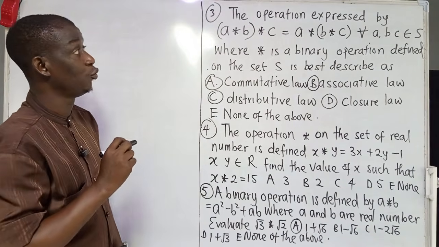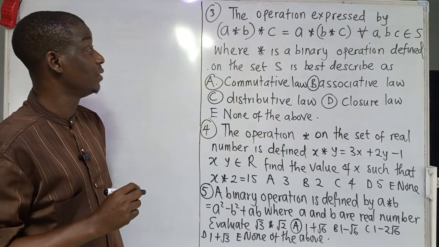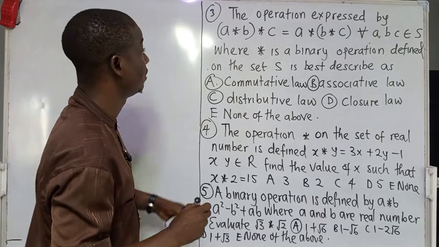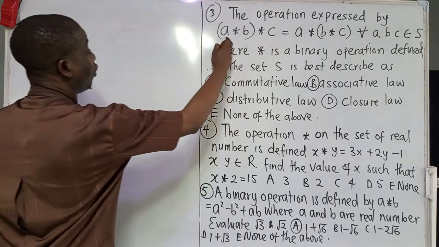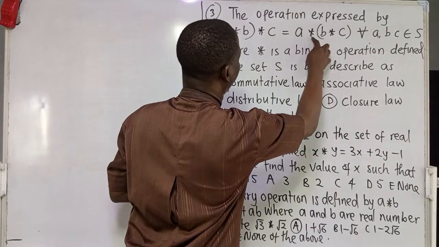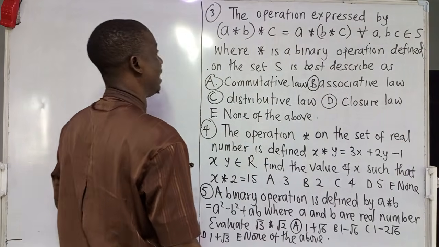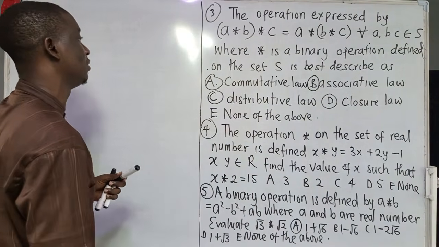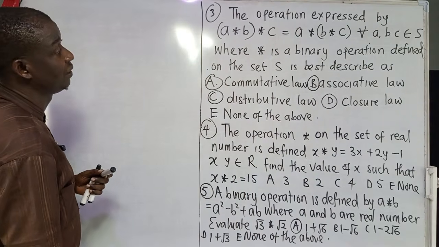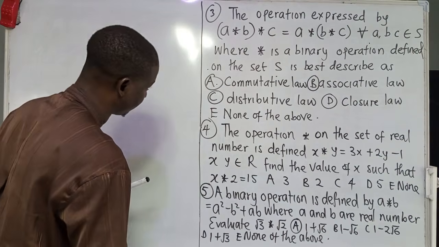Now we are in number 3. We want to look at this question now, a continuation of what we have been doing. He said the operation expressed by (A operation B) operation C equal to A operation (B operation C), for all A, B, C elements of X, where operation is a binary operation defined on the set X, is best described as dash.